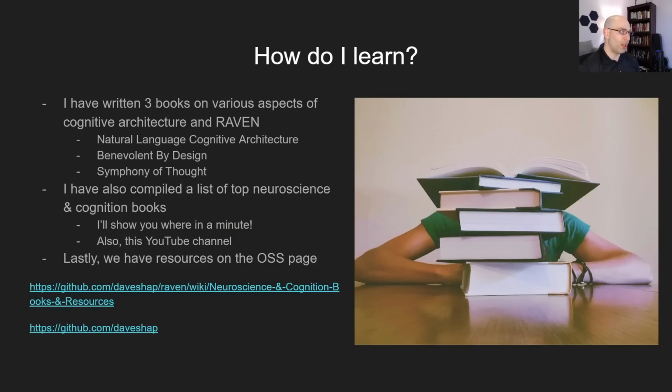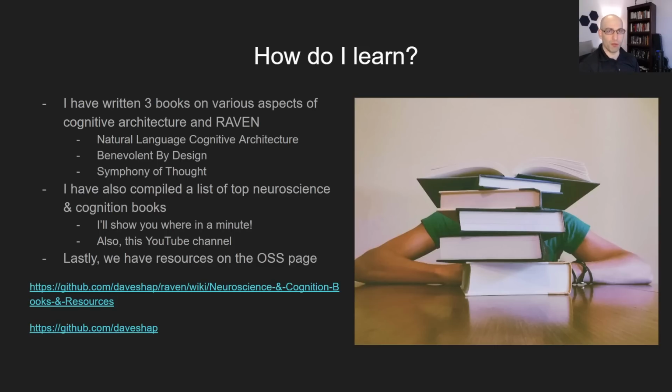So first, I have written 3 books on the topic of cognitive architecture and Raven. That's Natural Language Cognitive Architecture, which is kind of the introduction to the topic. I set the stage and talk about language models and shared databases and loops and that sort of thing. So definitely start there.